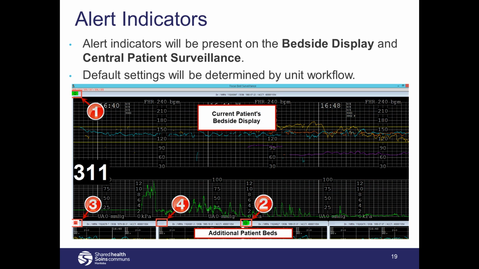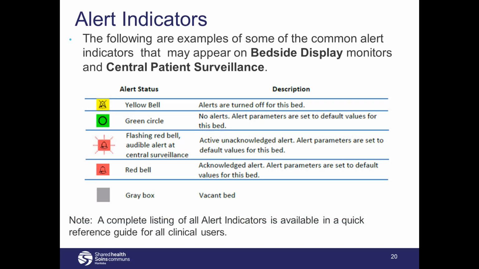Both the bedside display and central patient surveillance have alert and monitor indicators. Default setting for alerts will be determined by unit-specific workflow. Numbers 1 through 4 show the location of the alerts on a bedside display. This slide shows a partial listing of the most common indicators that may appear on the bedside display and the central patient surveillance. A complete listing of all alert indicators is available in the Alert Indicator Quick Reference Guide for all clinical users.